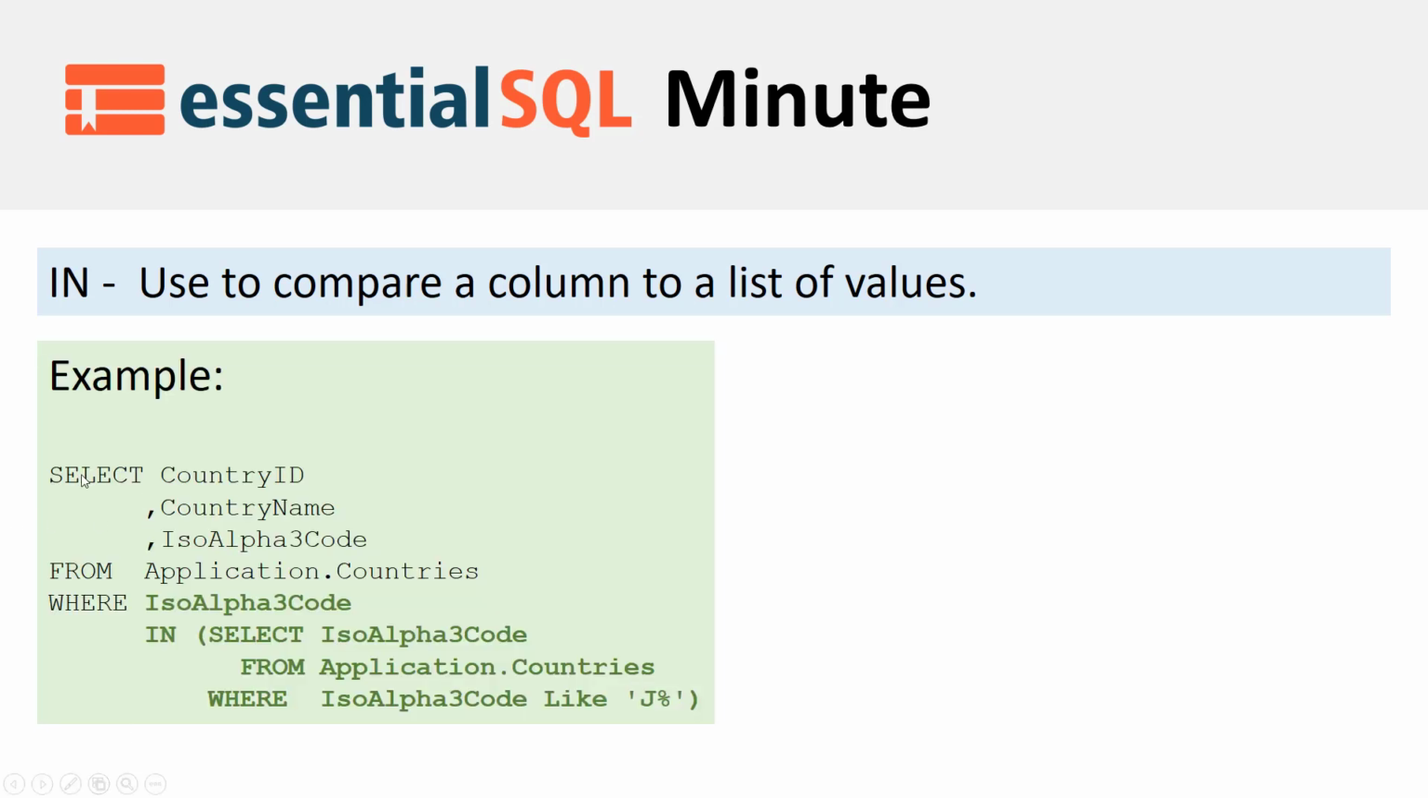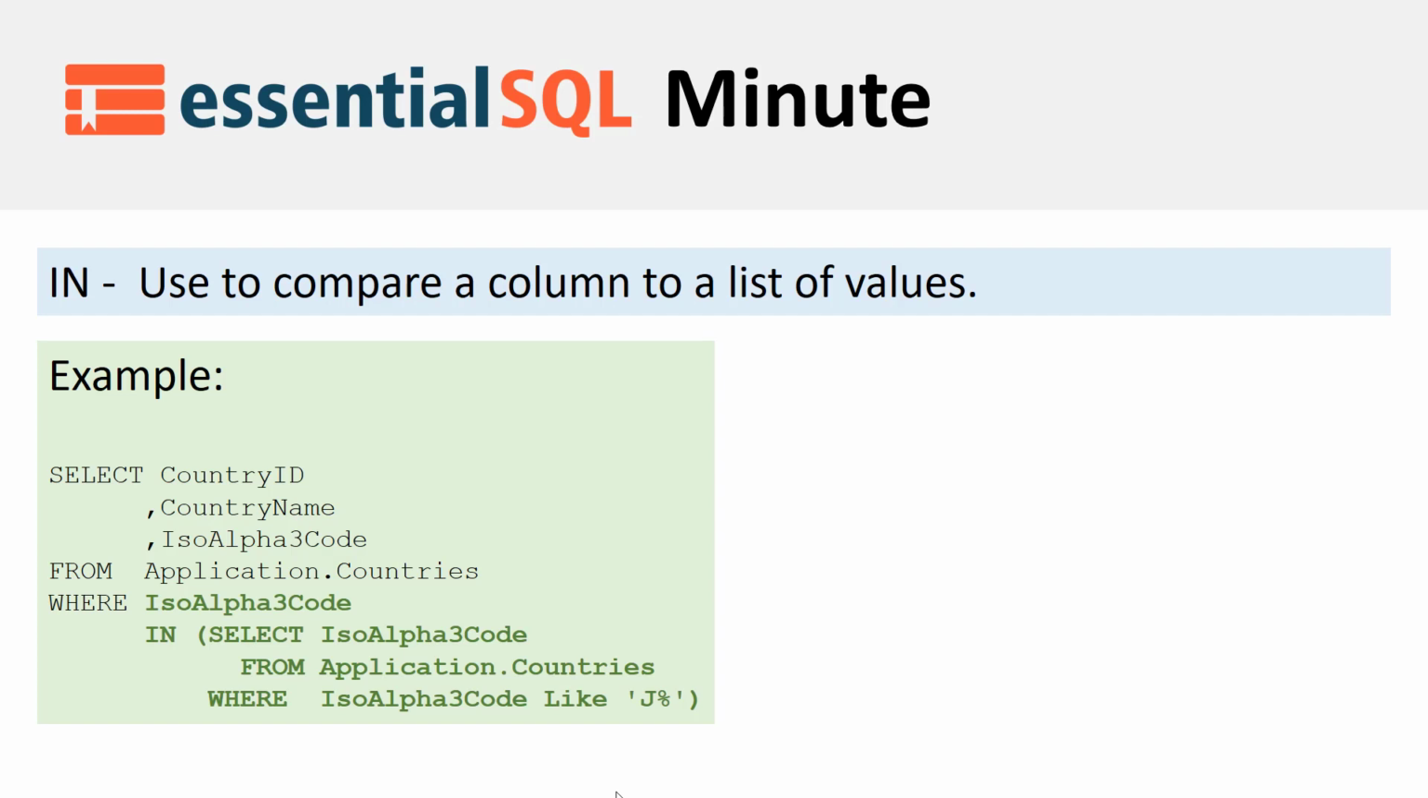As you can see here, I've put together a query. The portion that's listed in green is the subquery. You can see I have a query saying select ISO alpha 3 code from application countries, where ISO alpha 3 code is like J%. Essentially, bring back all the ISO alpha 3 codes that start with the letter J. That's going to build a list of all the ISO alpha 3 codes beginning with the letter J.